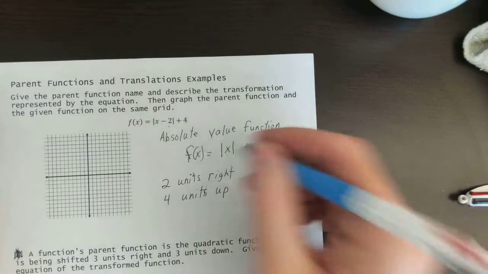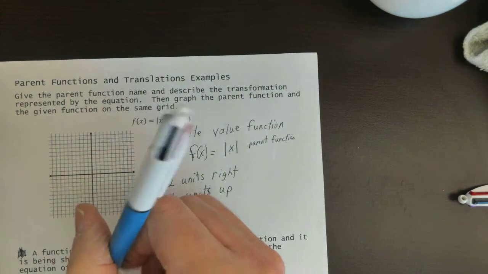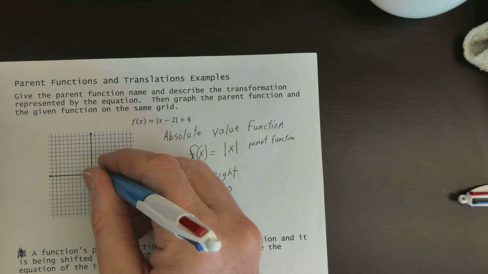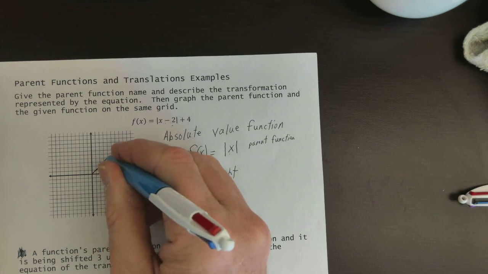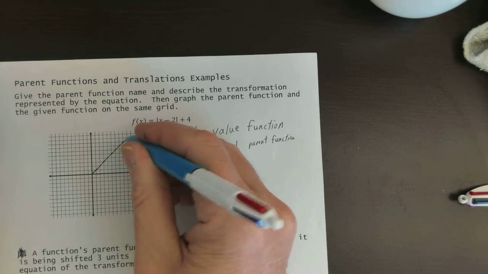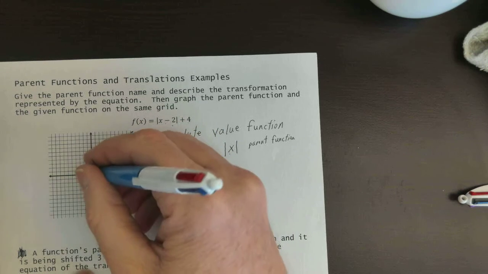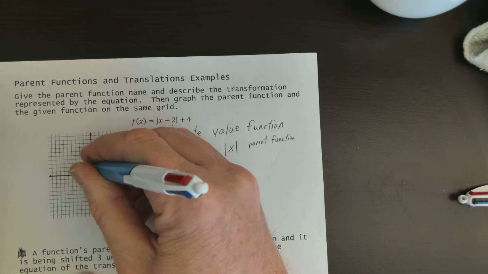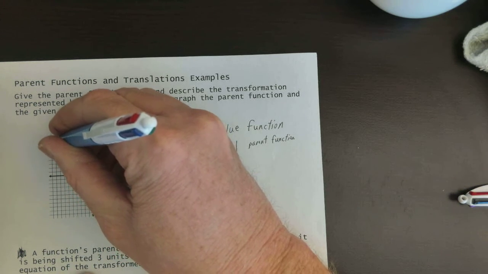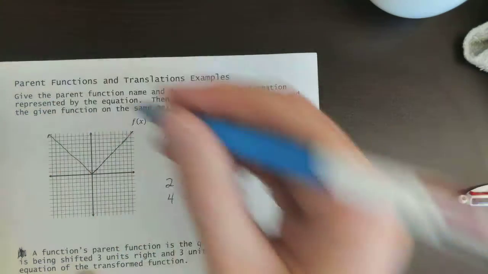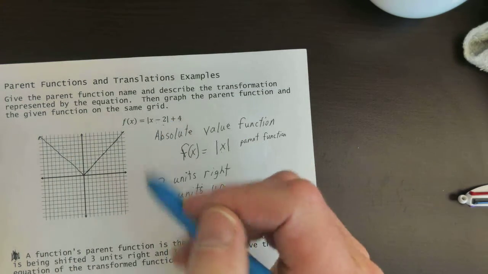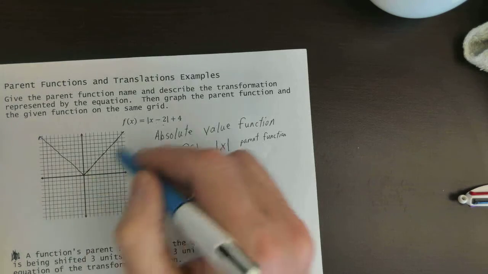Now, the parent function for absolute value, I'm going to graph that first. The origin is, it's a V, 0, 0, 1, 1, 2, 2, 3, 3. Here is the parent function. Okay, being very careful how I graph this. Okay, that's the parent function, the absolute value. It cuts the first quadrant in half and cuts the second quadrant in half. It makes this V shape.